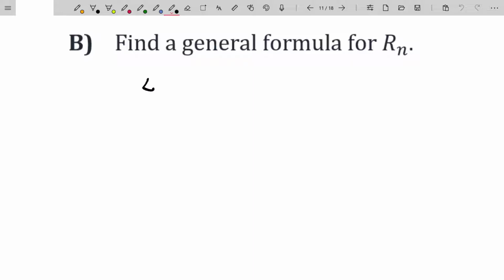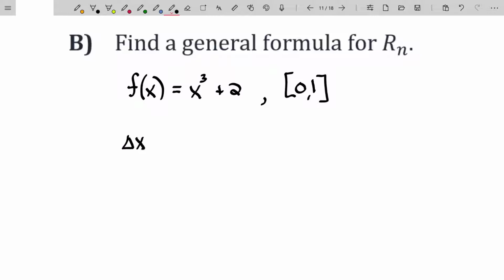Well, they tell us that our function is x cubed plus 2, on the interval 0 to 1, and they're telling us we're slicing it into n subintervals. That means our width, delta x, is (1 minus 0) over n, or 1 over n. Also, this tells us that x sub i is going to be a, which is 0.